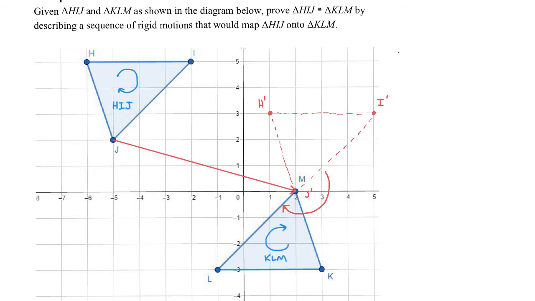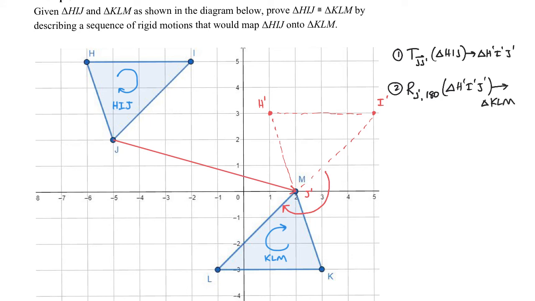So again, you could do this with notation. So I'm going to translate along vector JM, triangle HIJ, that will give me triangle H prime, I prime, J prime. Then I'm going to rotate it about point J prime or about point M, either one. And it looks like I'm going to go 180 degrees of triangle H prime, I prime, J prime. That will give me triangle KLM, which is what I'm looking for.